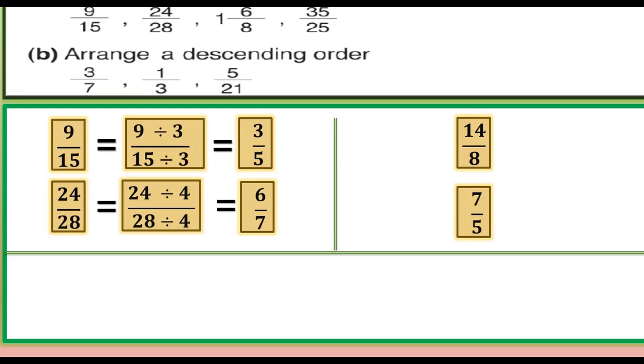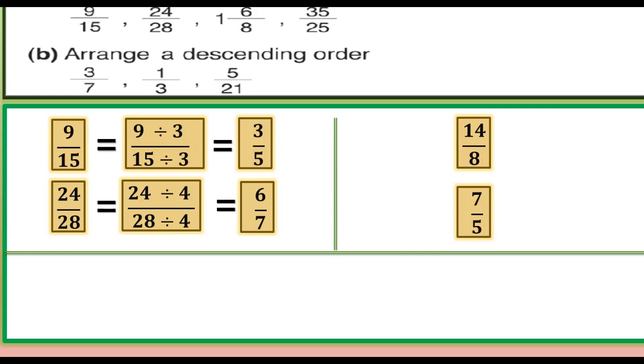7 times 3 equals 21. Okay, so 21 is divisible by 3, and 21 is divisible by 7. How can we convert the fraction one third to a fraction with denominator 21? Multiplying both 1 and 3 by 7. 1 times 7 equals 7. 3 times 7 equals 21. So one third becomes 7 over 21.